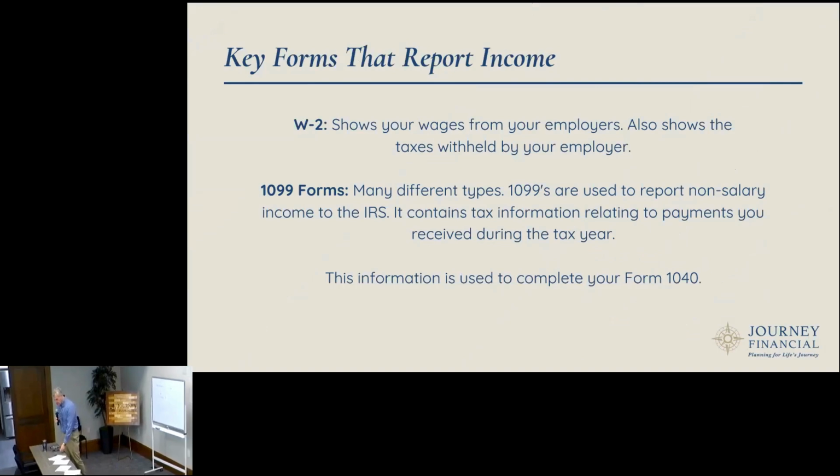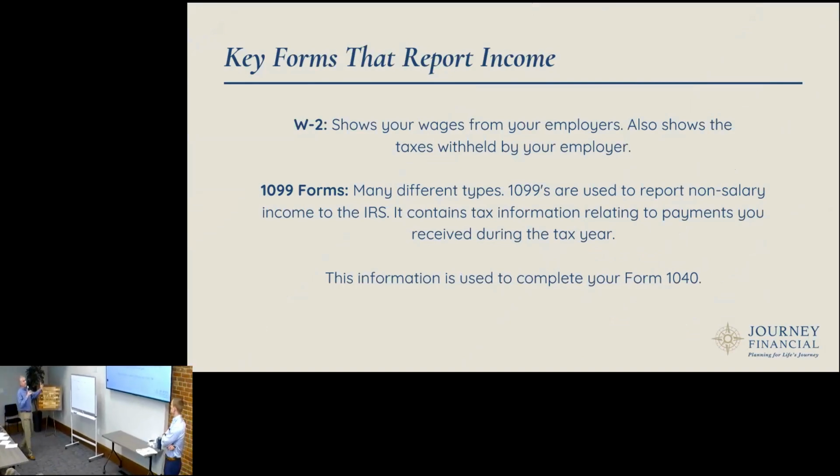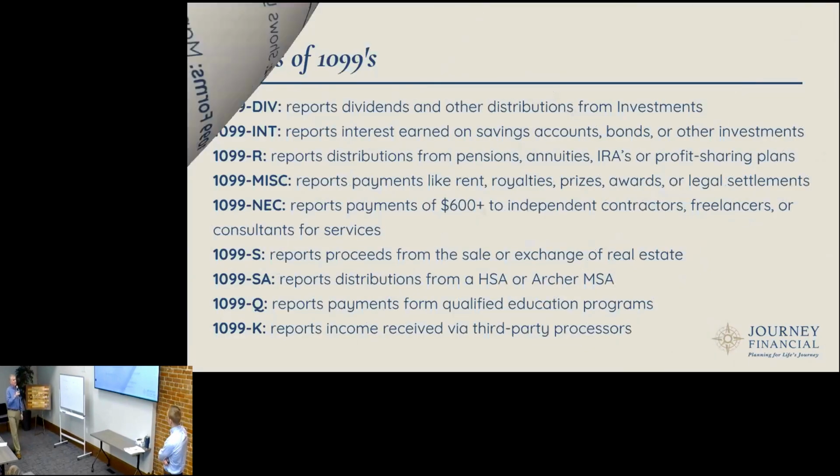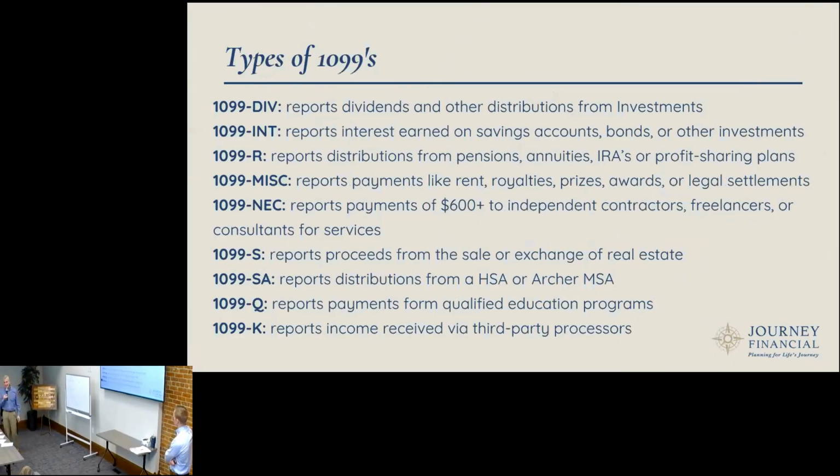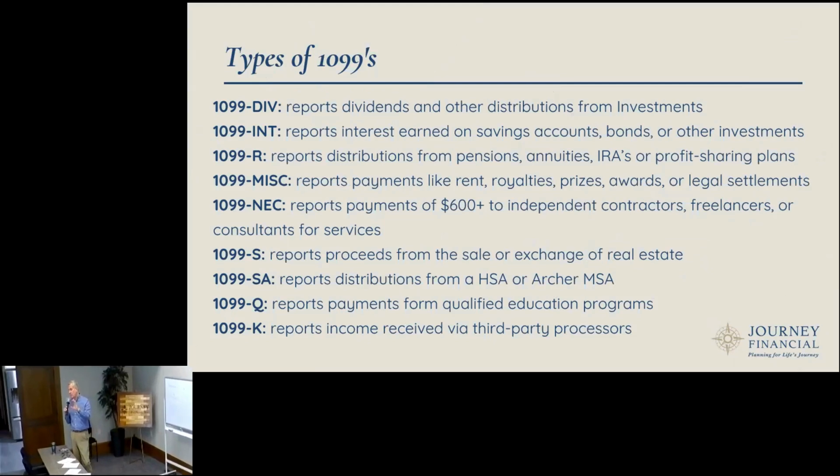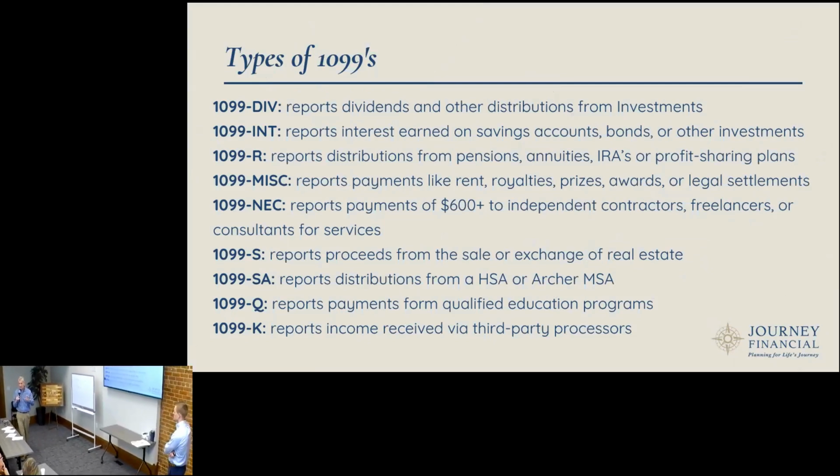Okay, so how do you get your income reports? Y'all know this: W-2s and 1099s are how you report your income. The next one, there are several 1099s. And now a lot of times, especially with brokerage accounts that you get from us, like LPL, they'll combine all of these on one big report.